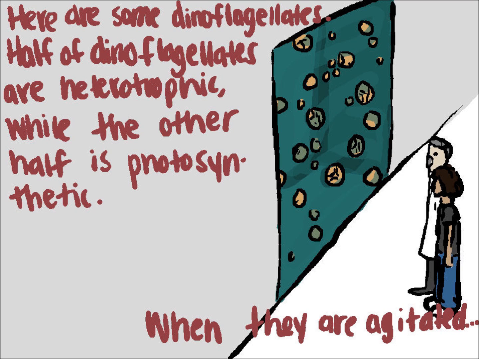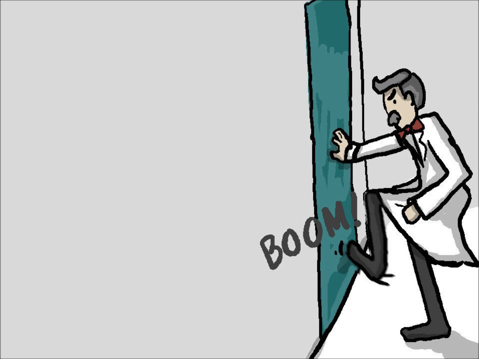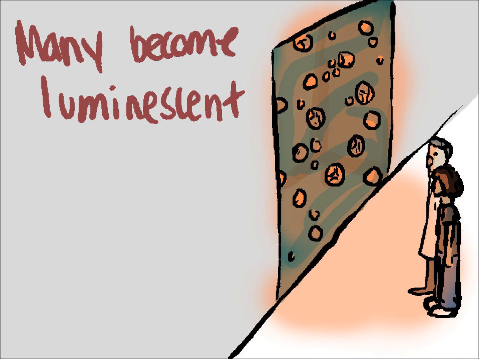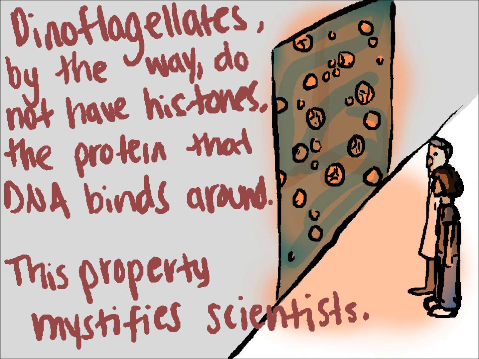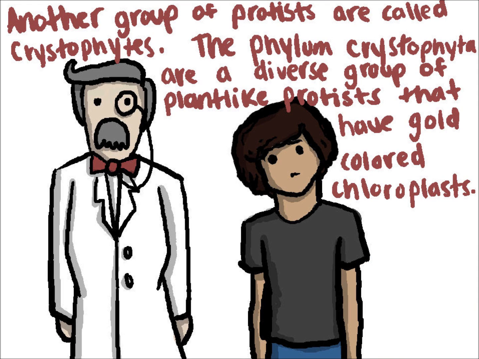Here are some dinoflagellates. Half of dinoflagellates are heterotrophic, while the other half is photosynthetic. When they are agitated, many become luminescent. Dinoflagellates, by the way, do not have histones, the proteins that DNA binds around. This property mystifies scientists. Another group of protists are called chrysophytes.